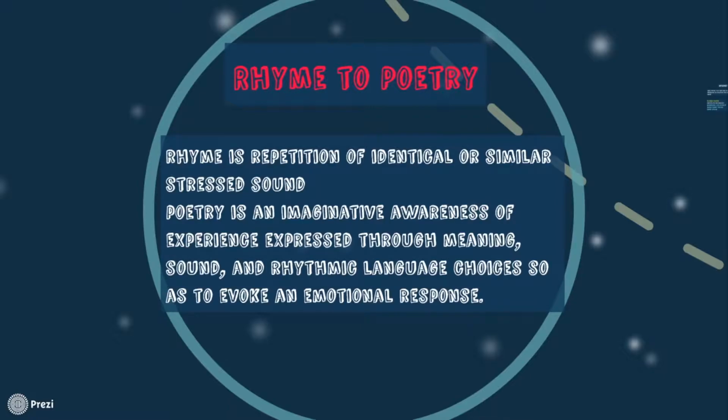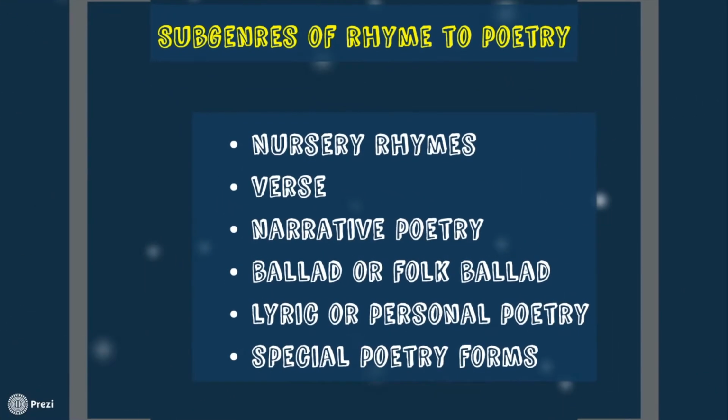And lastly, rhyme and poetry. Rhyme is just a repetition of identical or similar stressed sounds. Poetry is an imaginative awareness of experience expressed through meaning, sound, and rhythmic language choices so as to evoke an emotional response. Under this genre, there's quite a bit. There's verse, which is rhyming metrical structure with less emotional intensity, and ballad or folk ballad.